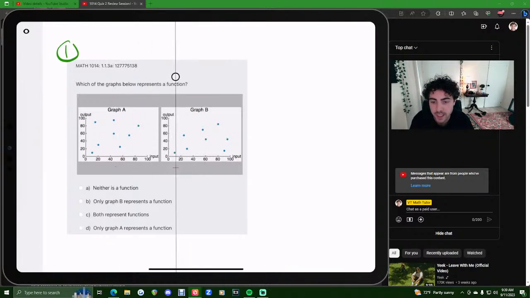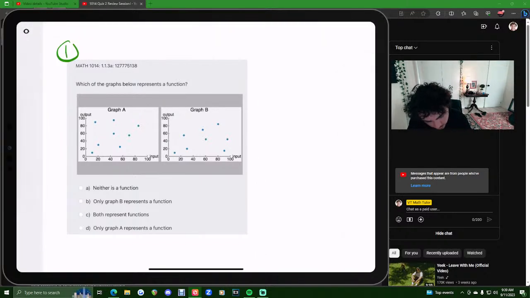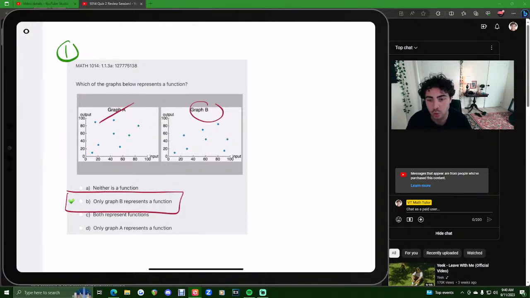Now let's try graph B. Scanning through, that looks good. Good, good, good, good, and good. Because there are no 2 points that lie on the same vertical line on graph B, graph B is considered a function. So only one output for every input, in other words. So graph B is a function, graph A is not. So only graph B represents a function. Again, that's the vertical line test.